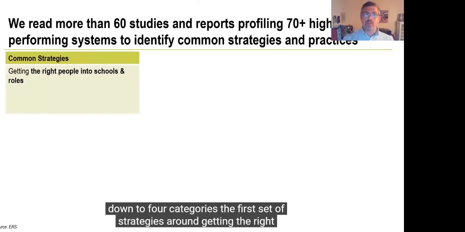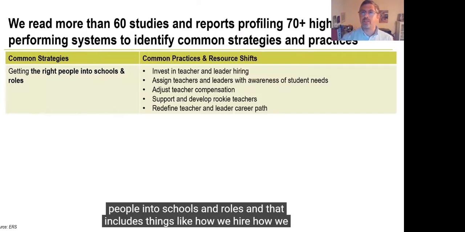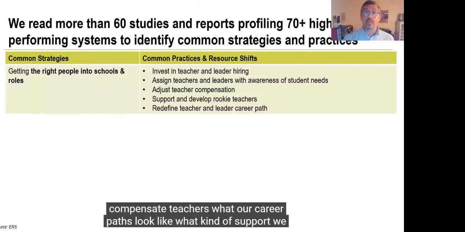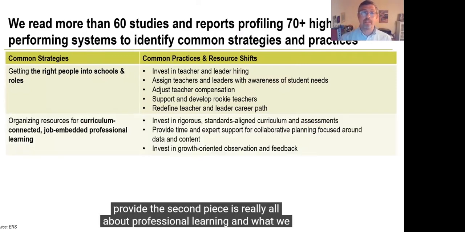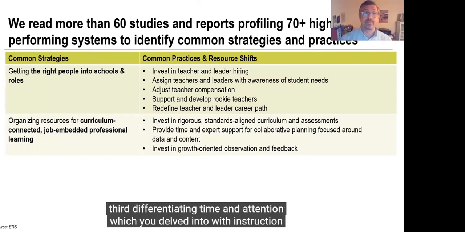The first set of strategies is around getting the right people into schools and roles. That includes things like how we hire, how we compensate teachers, what our career paths look like, and what kind of support we provide. The second piece is really all about professional learning and what we call connected professional learning looks like.